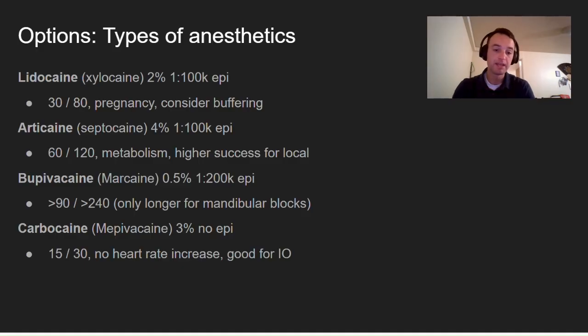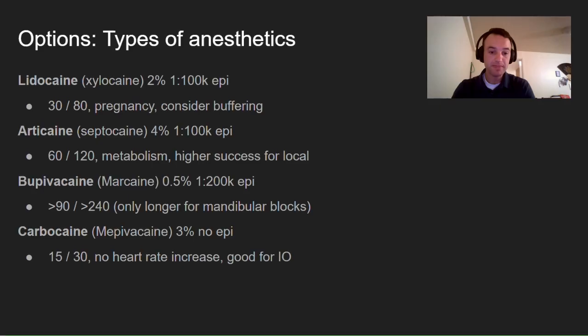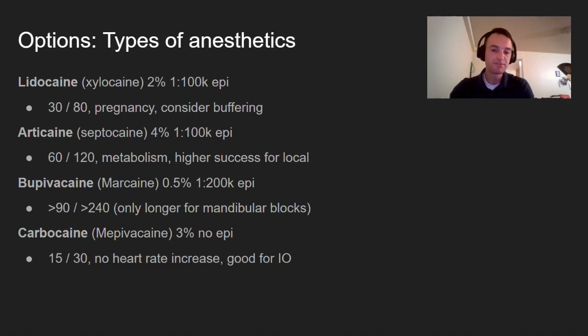Besides Marcaine, the numbers there are indicating how much extra time you get if you're using Marcaine for a mandibular block, which is the main reason we use it. So let's just go through these briefly. Lidocaine is the main anesthetic used most of the time in dentistry, and it's also the safest for a pregnant patient. Plan on using it much of the time. It's a great anesthetic.